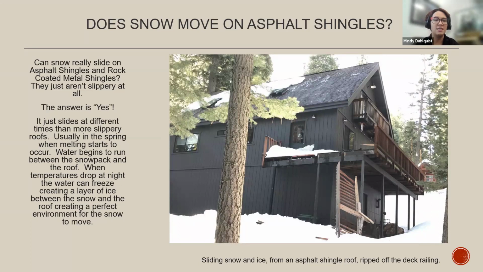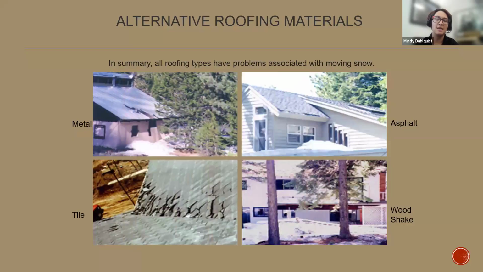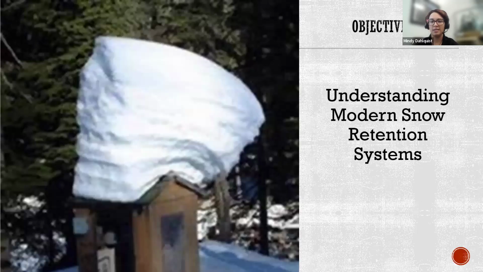You have water that's now running between the snowpack and the roof. When the temperatures drop at night, that water is refreezing, creating a layer of ice between the snow and the roofing material. It just gives us the perfect environment for that snow to move right off the roof, as we're seeing here. So, in summary, all roofing types do have problems associated with moving snow and ice.